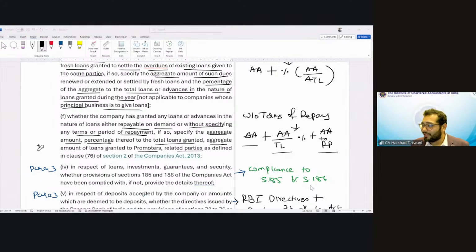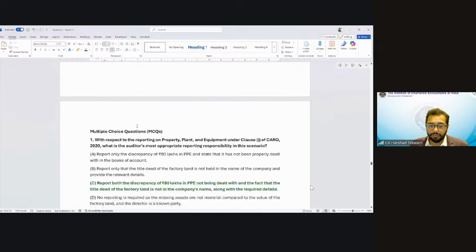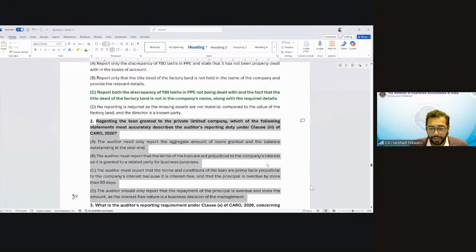We'll go back to the question. The question talks about 2 crore given to a private company. This is a related party. Okay. Now it is interest free. The principal was due for repayment on January 15, but it remains outstanding as on the balance sheet date. Now let's go to the options. So this is question number 2, and these are the options. I'll quickly read the options.